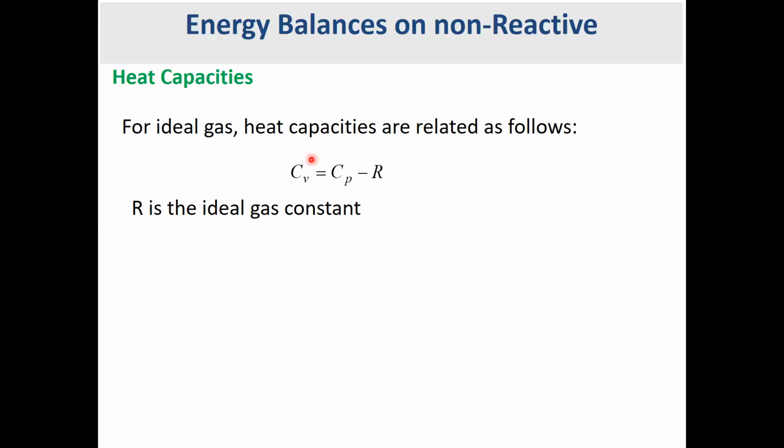And we have this relation between the heat capacity at constant volume and the heat capacity at constant pressure when you have an ideal gas, where R is the ideal gas constant.